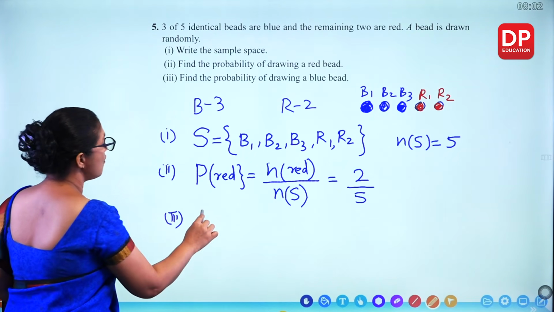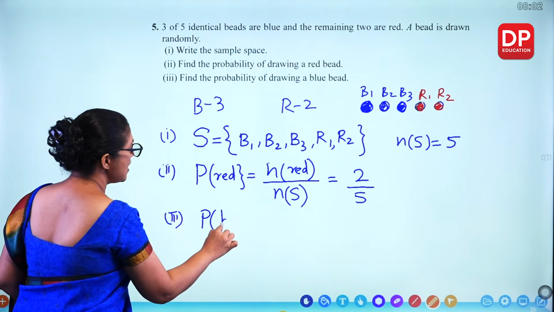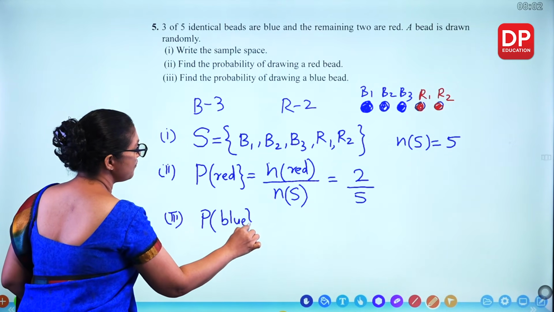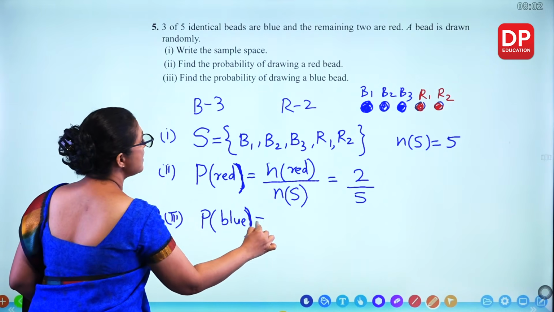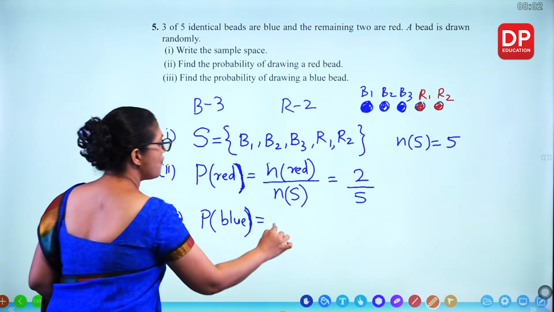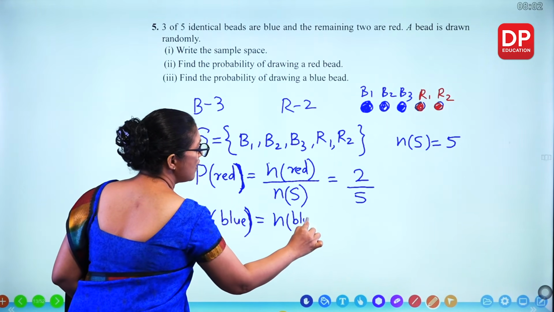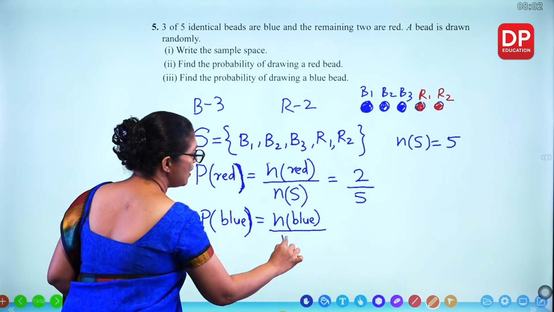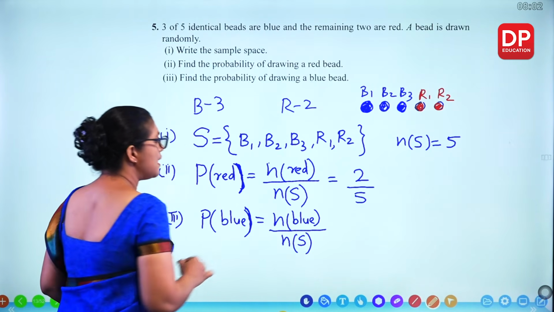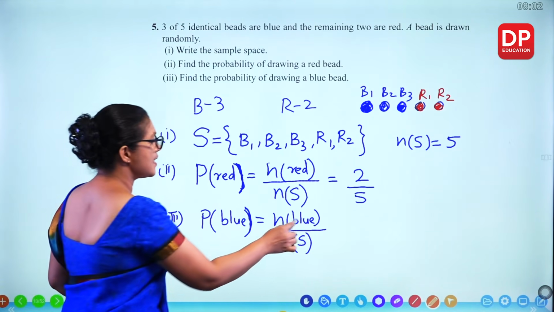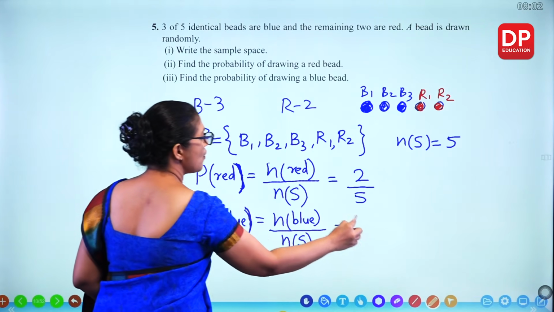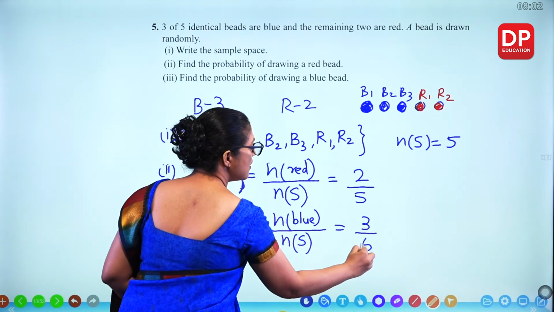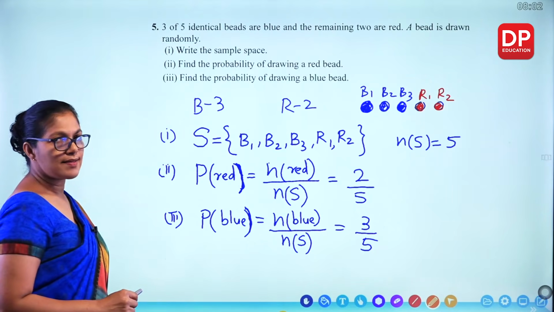Third one, find the probability of getting a blue one. So the probability of blue is equal to the number of elements of getting blue over the number of elements in the sample space. How many blues are there? 1, 2, 3 now. 3 over 5 is the answer.